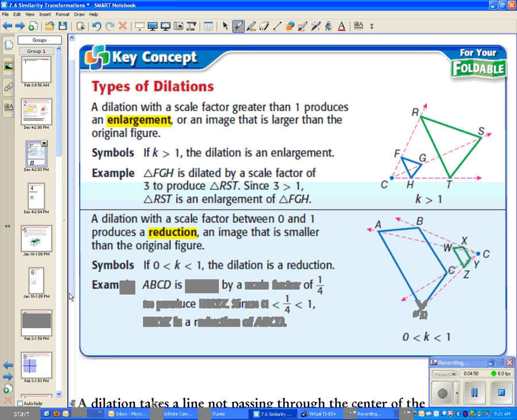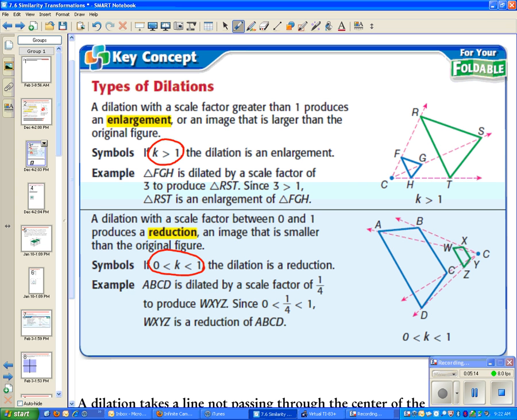Now, an enlargement and a reduction are just unbelievably obvious. An enlargement is when the new figure is larger than the original. A reduction is when the new figure is smaller than the original. If the scale factor is greater than 1, it will be an enlargement. If the scale factor is between 0 and 1, it will be a reduction.